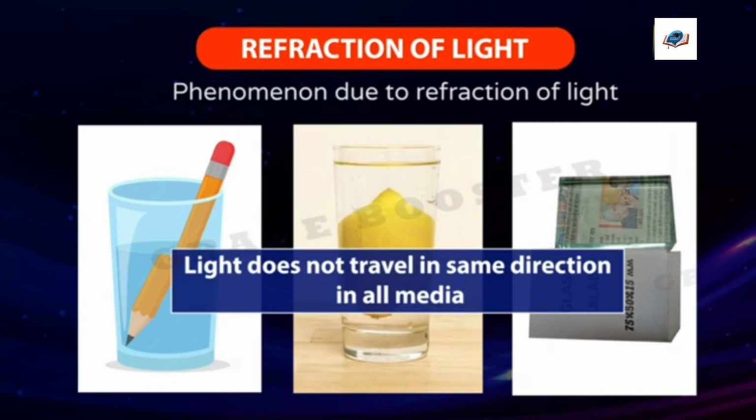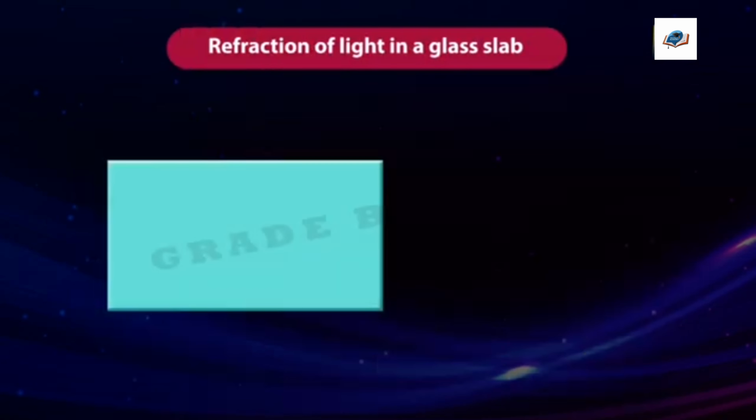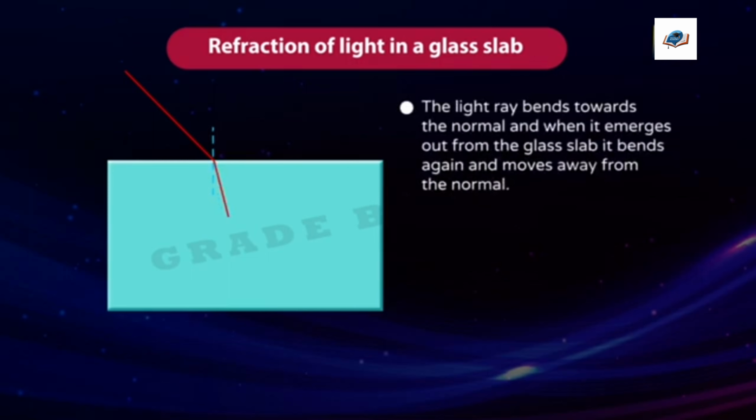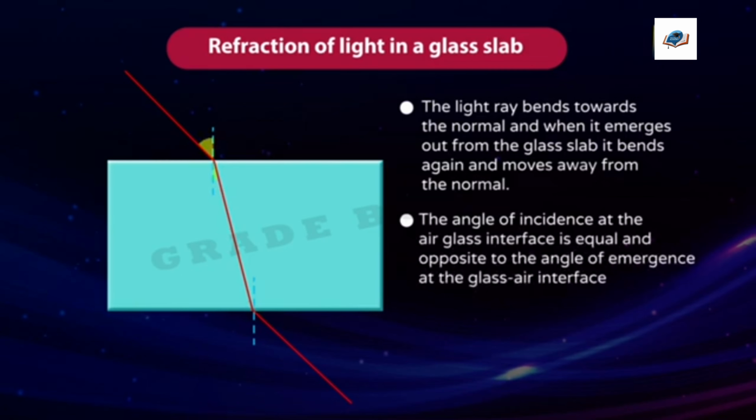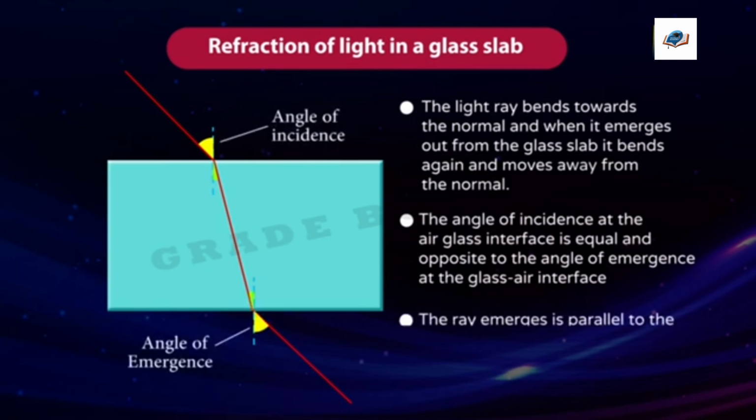Refraction through a rectangular glass slab. Let us take a glass slab and pass a light ray obliquely from one of its sides. The light ray bends towards the normal, and when it emerges out from the glass slab, it bends again and moves away from the normal. Here we can observe that the angle of incidence at the air-glass interface is equal and opposite to the angle of emergence at the glass-air interface. This is why the emergent ray is parallel to the incident ray.